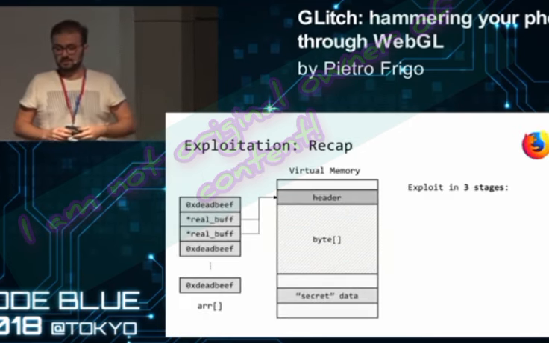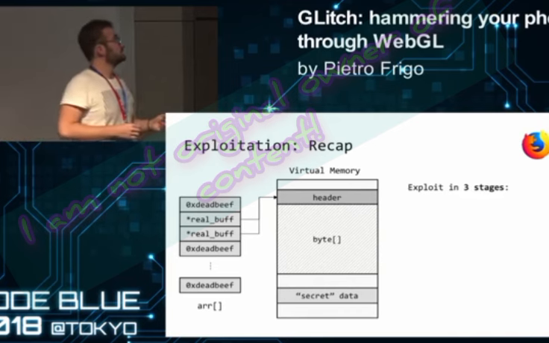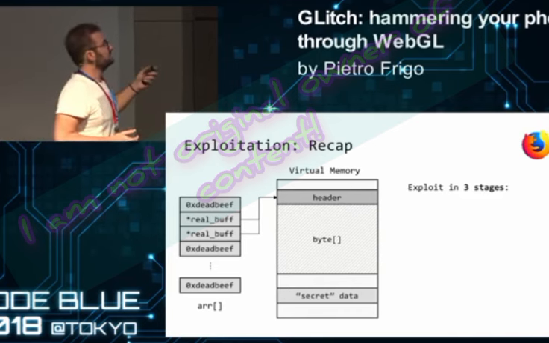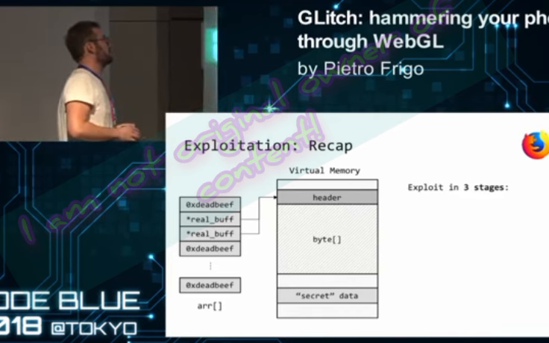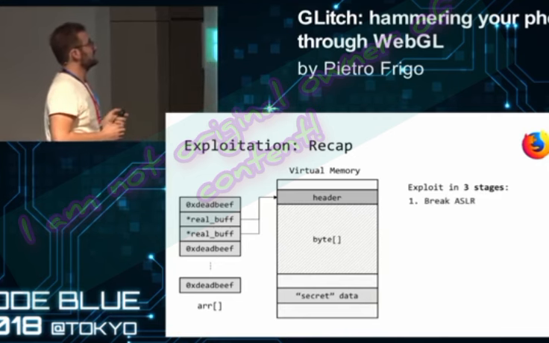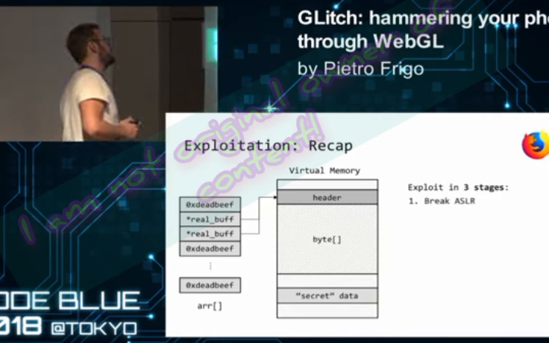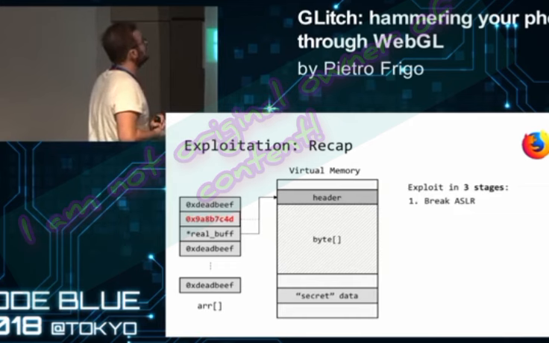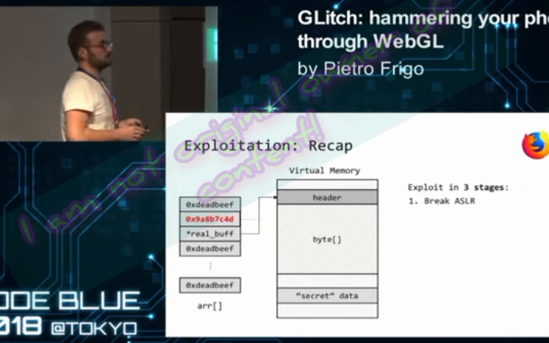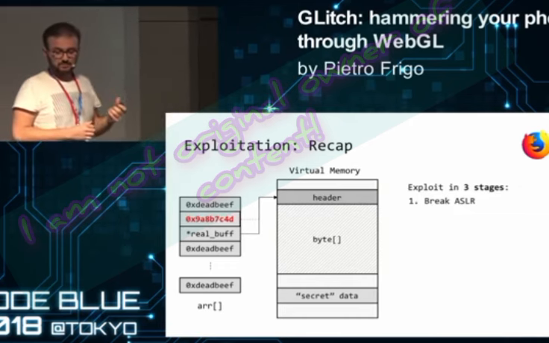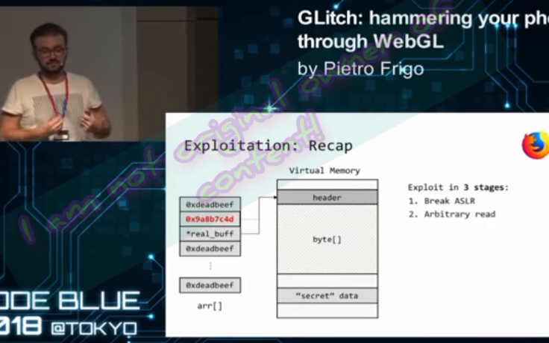So a quick recap of how this works. You have your array with a reference to the real array buffer. You first break ASLR by triggering a bit flip in the pointer to the array buffer. Once you break ASLR, you can get your arbitrary read.